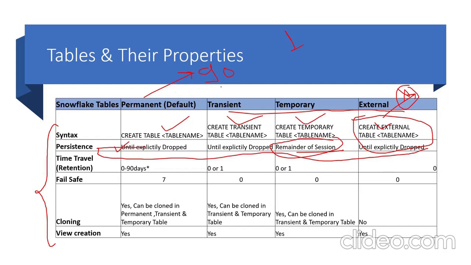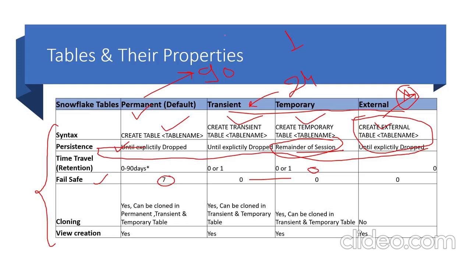Now, apart from time travel, we have 7 days of additional fail-safe period, which is only and only for the permanent tables, and for transient and temporary it is 0. So that means if my data is lost, I have only 24 hours for the transient to recover that data. If the time travel period is over for a transient object, then I will not be able to recover that data.